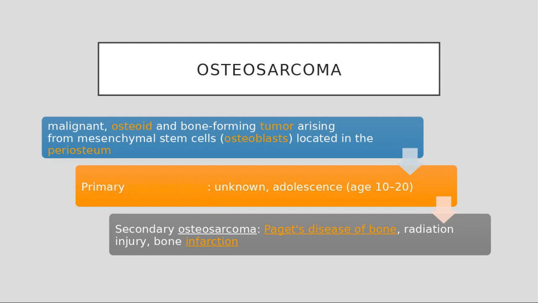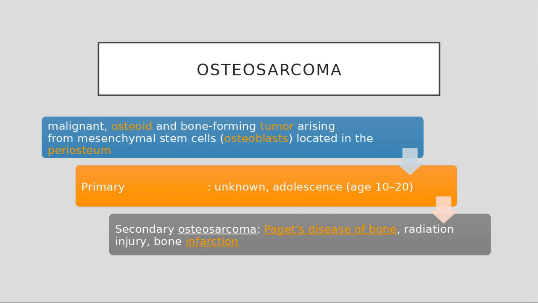So osteosarcomas are malignant, and it's a bone-forming tumor which comes from the mesenchymal stem cells, which are the osteoblasts, and these osteoblasts are usually located in the periosteum. It usually also forms what they call osteoid as well. So usually you have this bone-forming tumor from the osteoblasts, mixed in this osteoid, and that's the main histological representation of osteosarcoma.